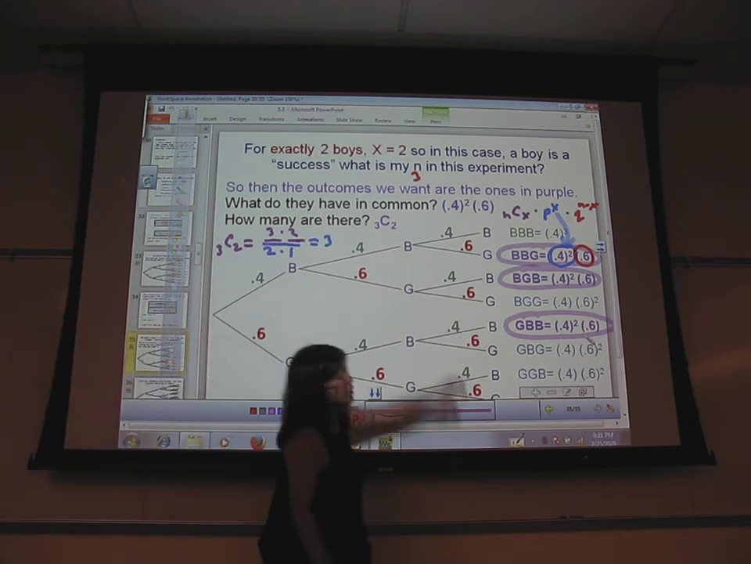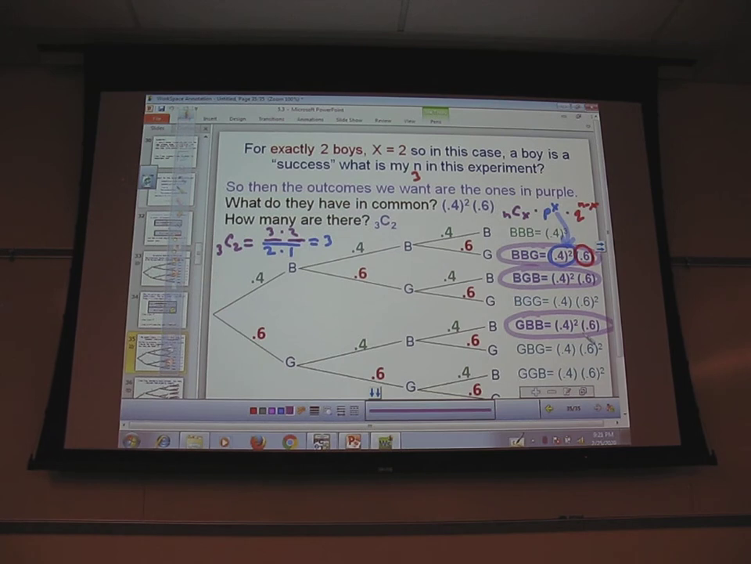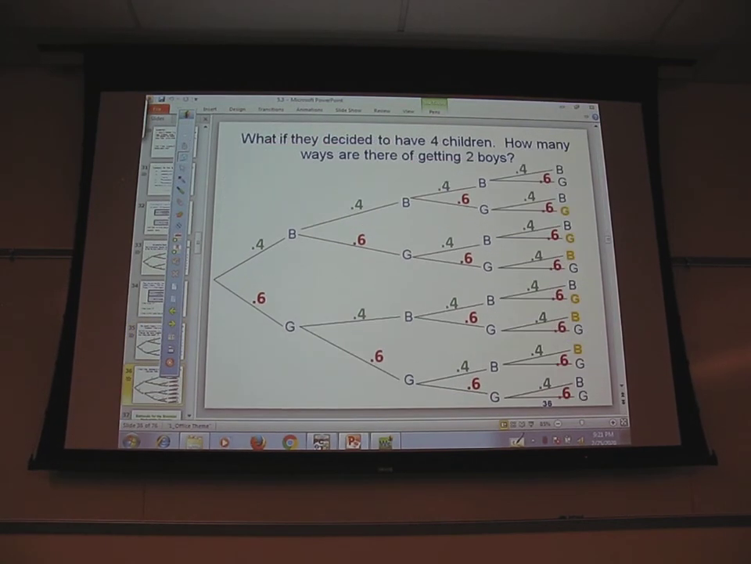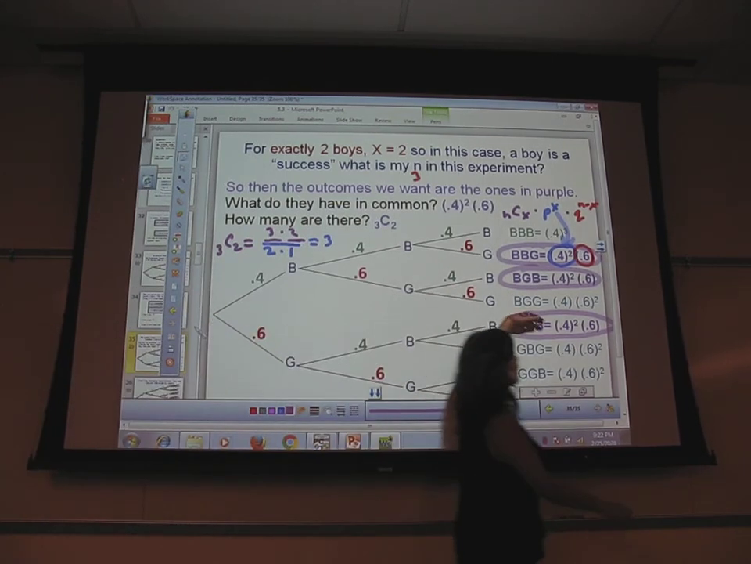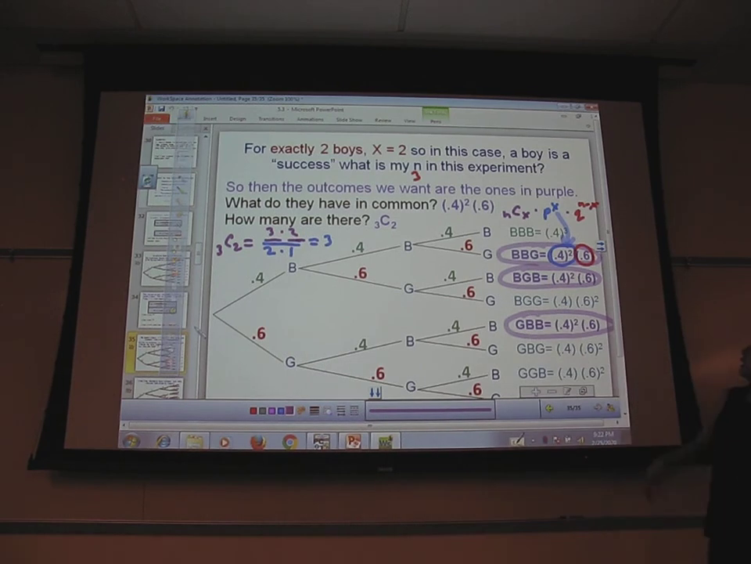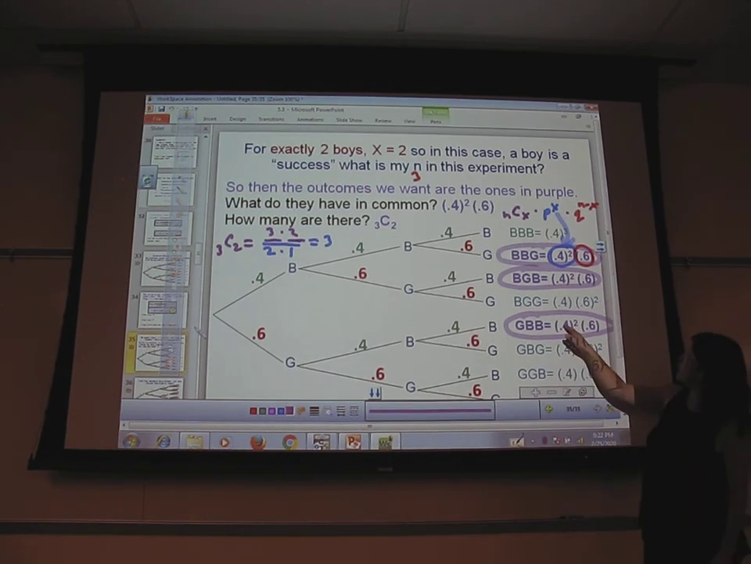The first part tells me how many branches I'm going to have that end up with that outcome. And then the next 2 parts tell me the probability of that branch: how many P's I'm going to have and how many Q's I'm going to have as I go along that branch.